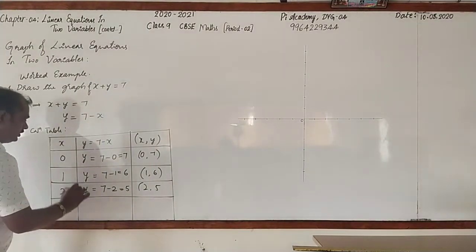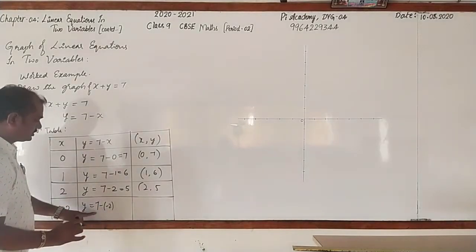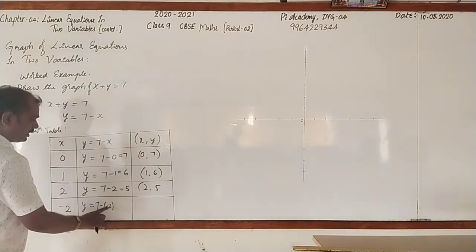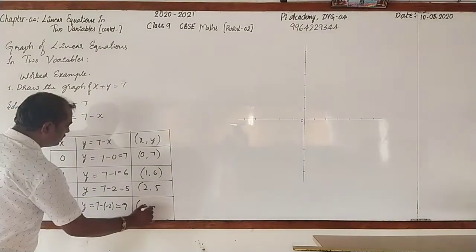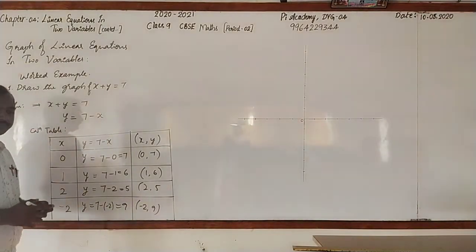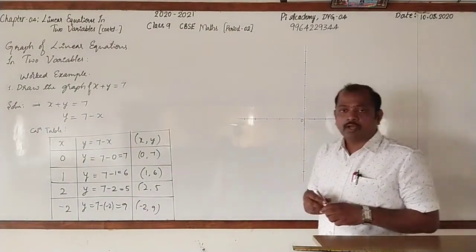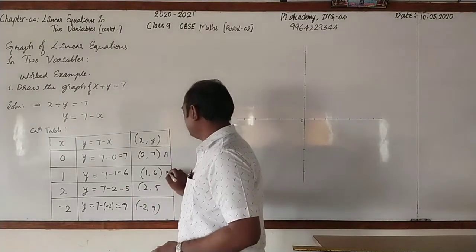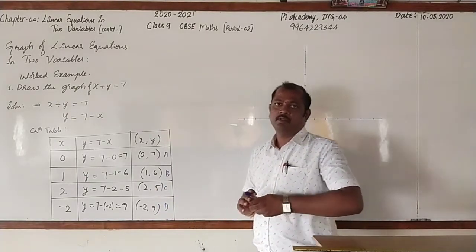If you want, you can even take negative numbers. Minus 2. It is y equal to 7 minus of minus 2. In place of x, we have written minus 2. What is minus into minus? Plus. Plus 2. 2 plus 7, 9. It will be minus 2 comma 9. Clear? Here, we have got the coordinate points. You can go for naming these coordinate points. I go for naming them as A, B, C and D.